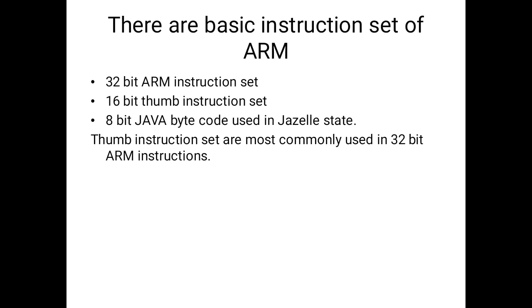There are 3 basic instruction sets of ARM: the 32-bit ARM set, the 16-bit Thumb instruction set and 8-bit Java bytecode which is used in Jazelle state. Basically, Thumb instructions are most commonly used in the 32-bit ARM instruction set.